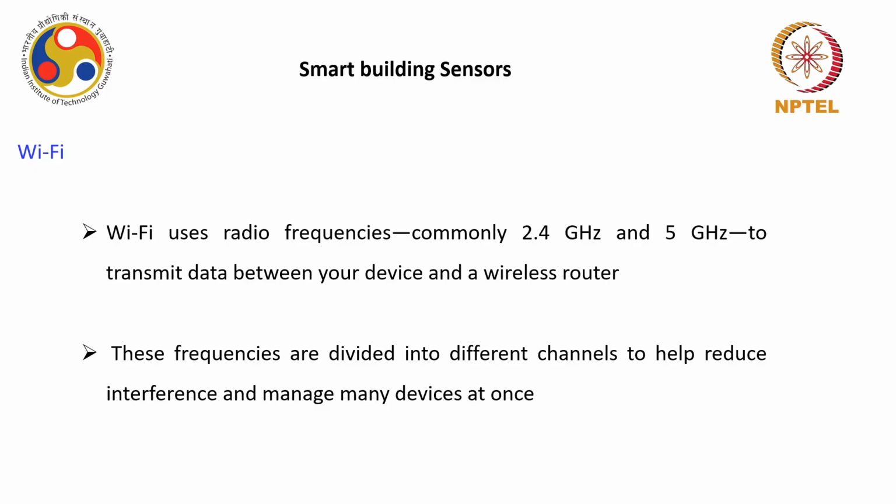So we know that Wi-Fi uses radio frequencies, and the common frequencies that it uses are 2.4 gigahertz and 5 gigahertz to transmit data between your personal devices, maybe your personal computer or your mobile phone, and the wireless router. These frequencies are further divided into different channels to help reduce interference and manage many devices at once. Otherwise it can interfere with other signals, say Bluetooth. Of course, we use hopping and other technology in Bluetooth to avoid any kind of interference with Wi-Fi.